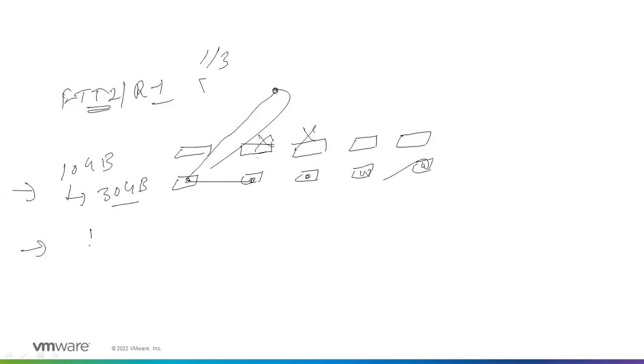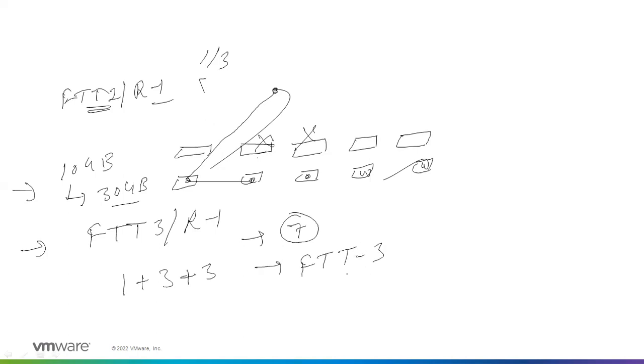If I would say FTT3, RAID 1, now you can assume how many? One original copy plus three mirror copies plus three witnesses. So in that case, bare minimum I require 7 nodes. But how many failures can it tolerate in parallel? Three. FTT 3. But practically, will anyone apply it? I don't think so. Anyone wanna go with 3 node failures with this one?